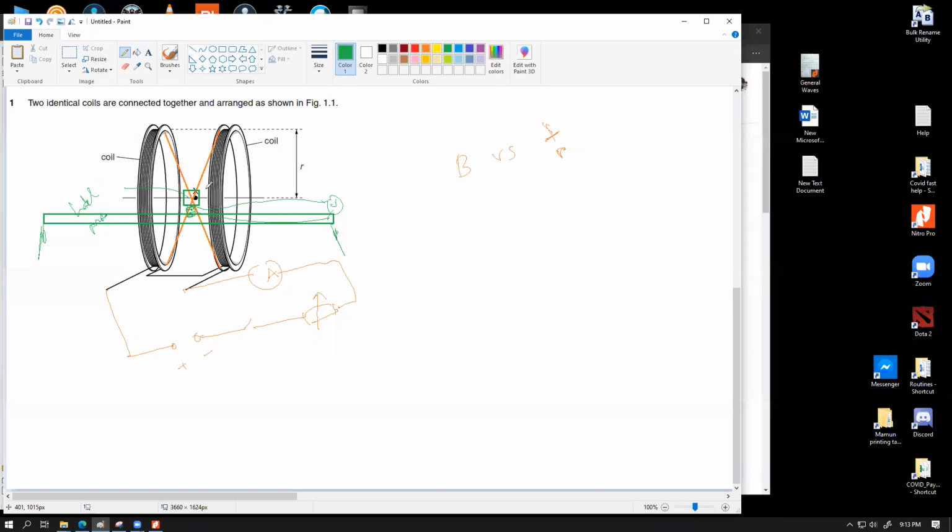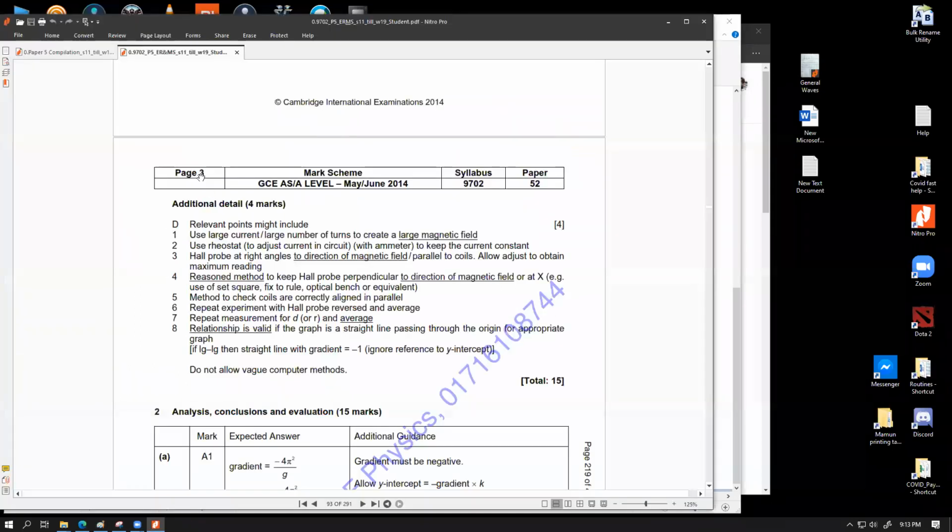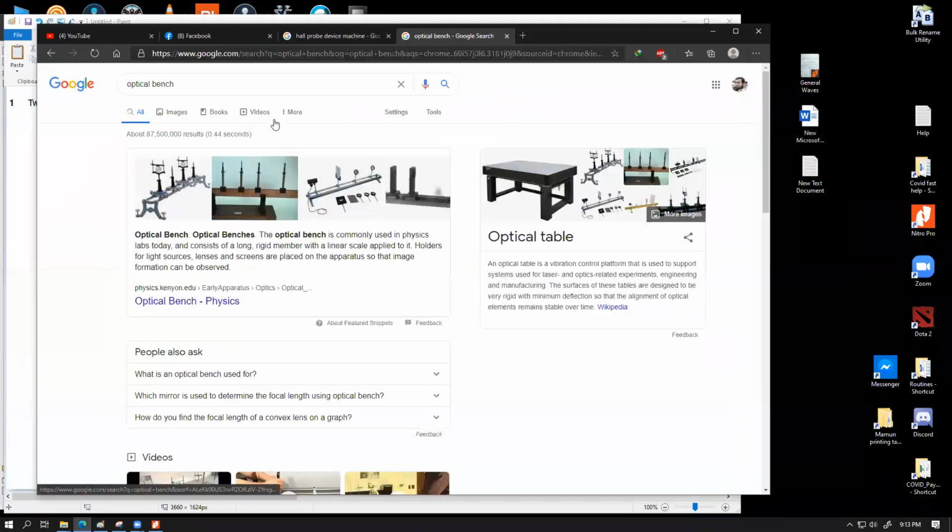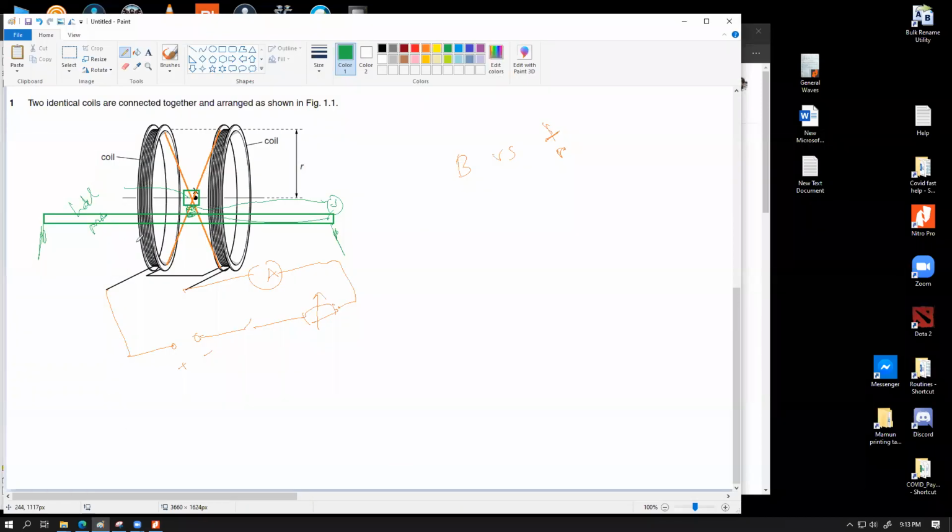So it's like the lens experiments we used to do. Exactly, sir, that thing in the middle, is that the optical bench? Yes, we insert the optical bench through the middle of these two coils, and we can fix up the position of the Hall probe in its appropriate position that we want it to.